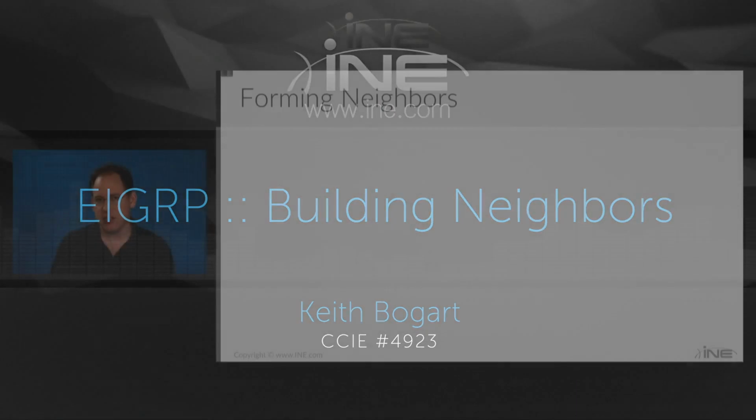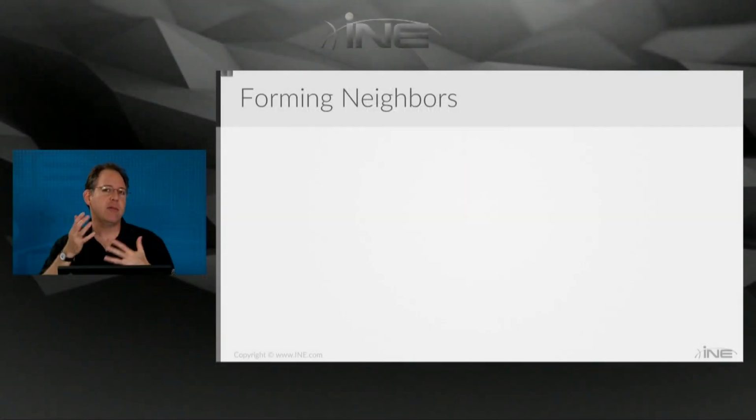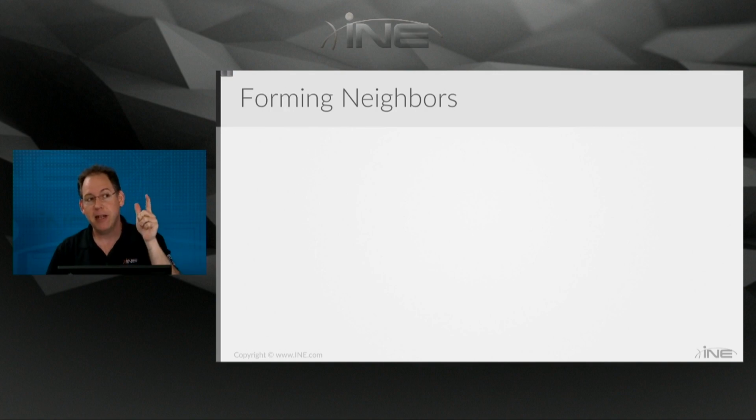Forming a neighbor relationship. So I've mentioned several times in my videos that for those routing protocols that do form a neighbor relationship, they have to exchange some information first, make sure certain things match, and then they can talk to each other. Then they can exchange routes. Well, that's what we're going to look at right here.